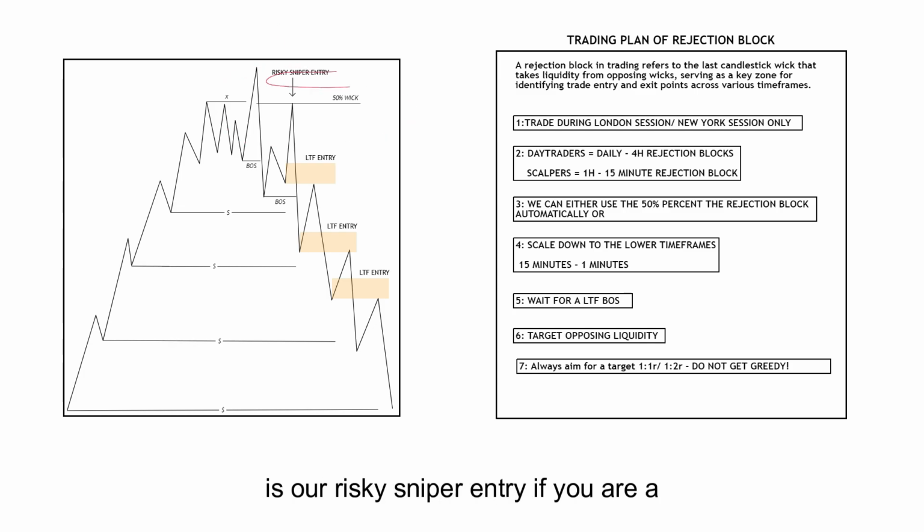Right here is our risky sniper entry. If you are not confident yet in this strategy, wait for more lower time frame price action to find an entry. Then after a break of structure, price will come back and give us a lower time frame entry. This right here will be our confirmation entry. The first entry is our risky sniper entry, but right here is our lower time frame scalping entry.